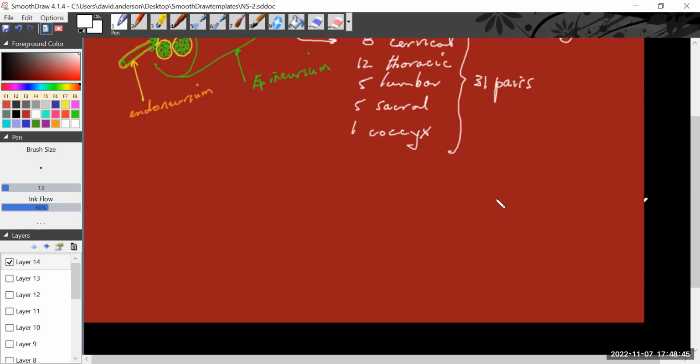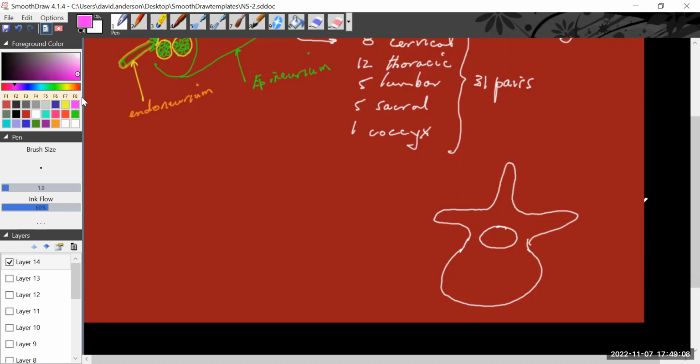So if we drew a little picture of our vertebrae, remember we have a vertebral body, and then we have this vertebral canal here, spinous processes, and the transverse processes. Right? Remember that was our cross section of a vertebrae? Everybody okay with that? So in the center of this vertebral canal is our spinal cord.